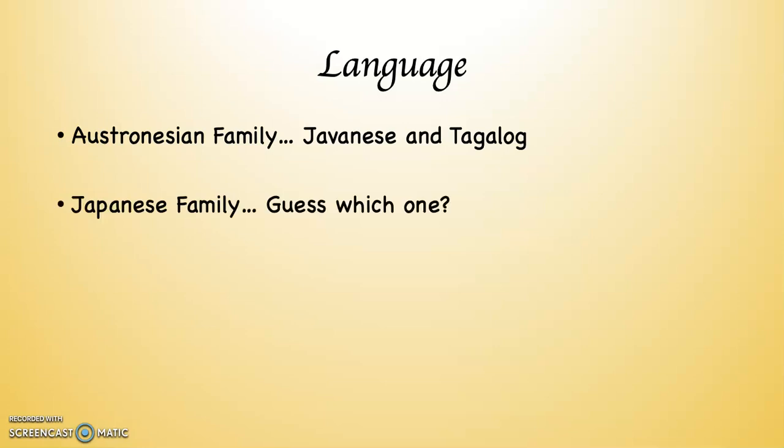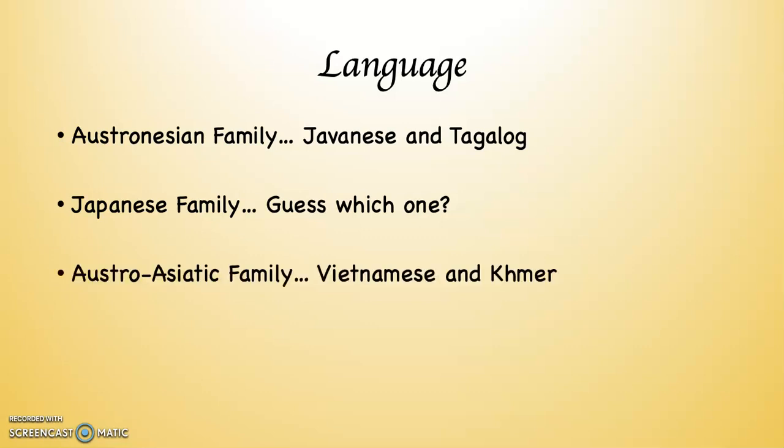Then the Japanese family, guess which language comes from that? That would be Japanese. Excellent. The Austroasiatic family, which is Vietnamese and Khmer. It's pronounced Khmer, which is Cambodian. And the Korean family. Guess which language comes from that? Should I say it? Korean. Excellent.